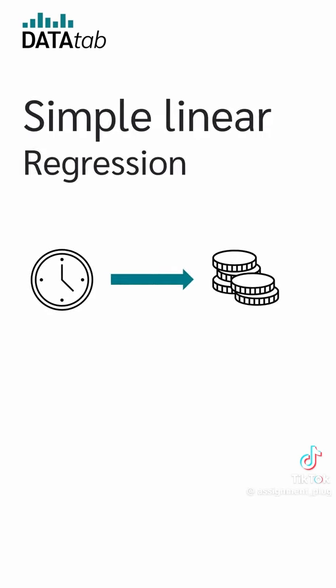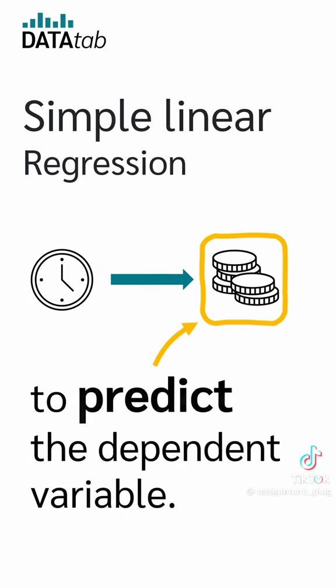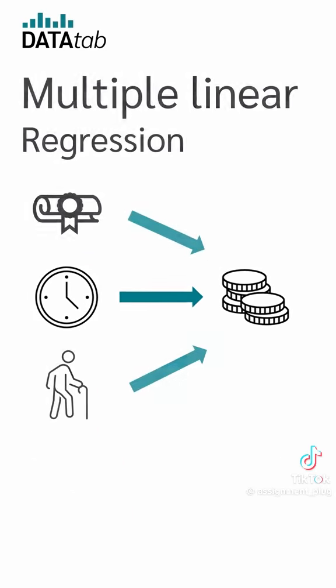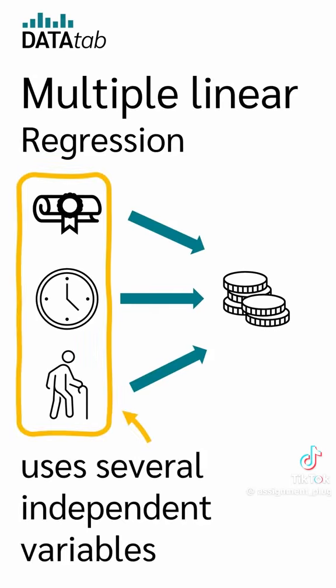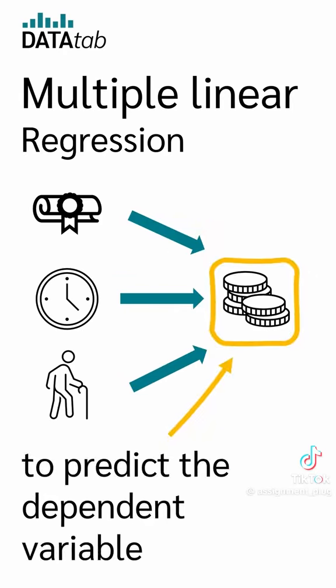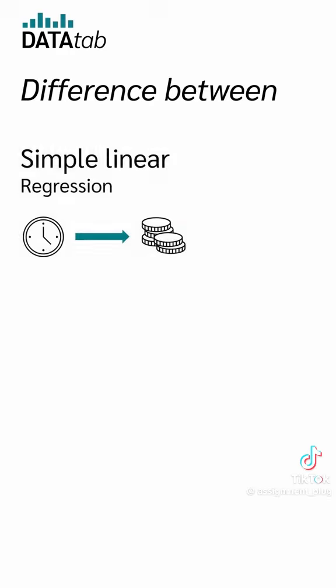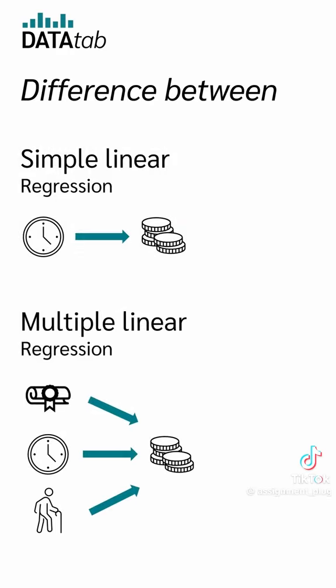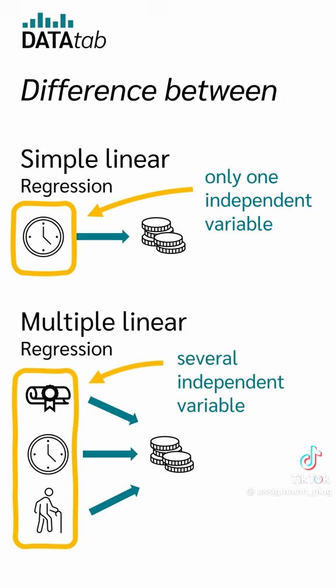In simple linear regression, we use just one independent variable to predict the dependent variable. Multiple linear regression, on the other hand, uses several independent variables to predict or infer the dependent variable. Therefore, the difference between a simple and a multiple regression is that in one case only one independent variable is used and in the other case several.